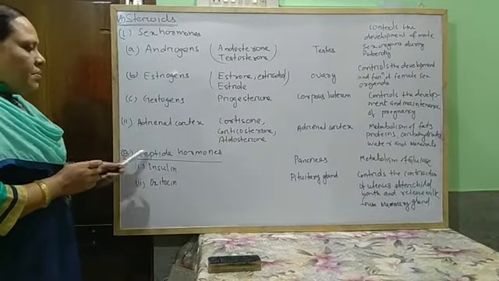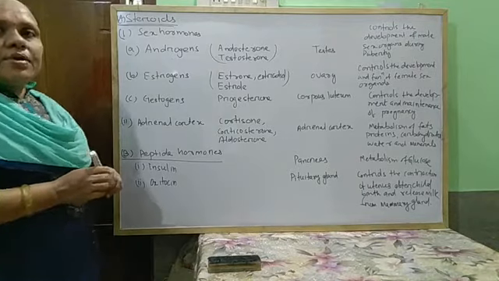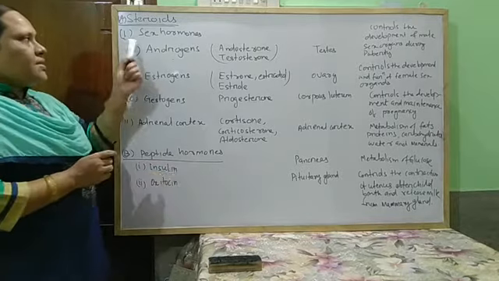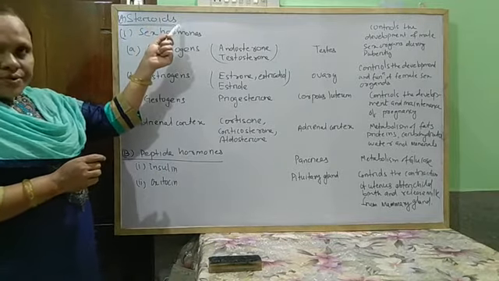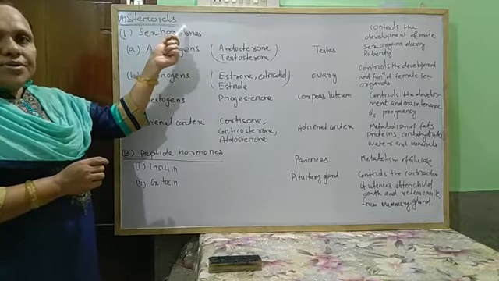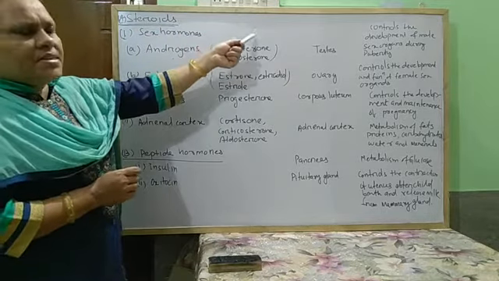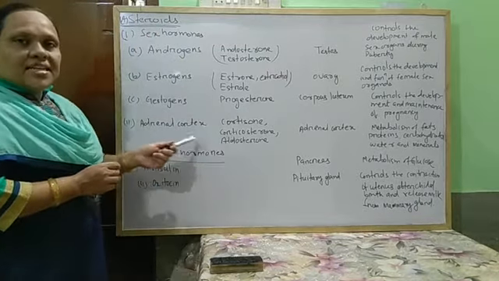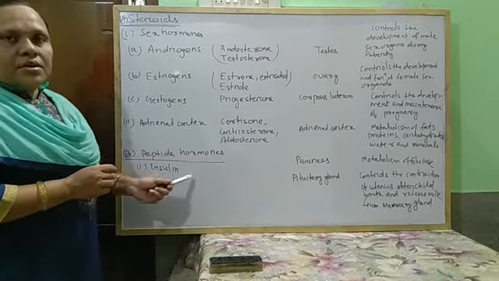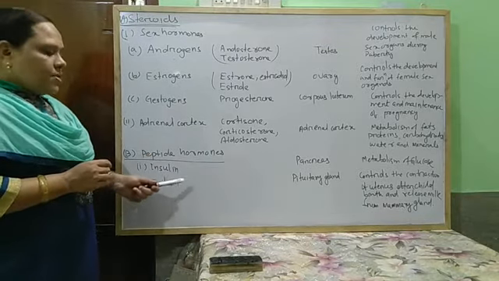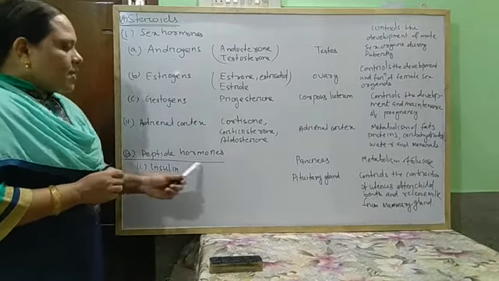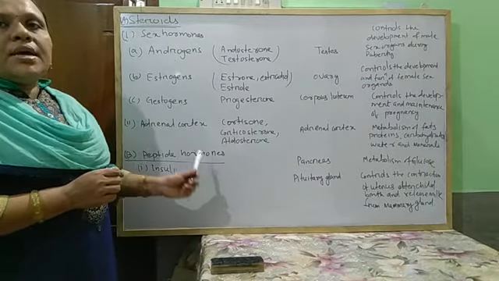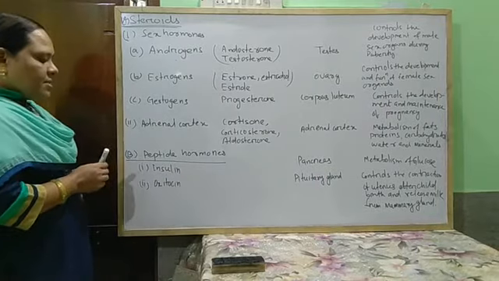Next, coming to peptide hormones. Peptide hormones are also of different types. They contain peptide bonds, whereas a steroid hormone contains a steroid nucleus, that is, a four-membered fused ring structure. Peptide hormones are generally made of peptides, or we can say different proteins, globular proteins. So peptide hormones contain peptide bonds, and they are also of different kinds.